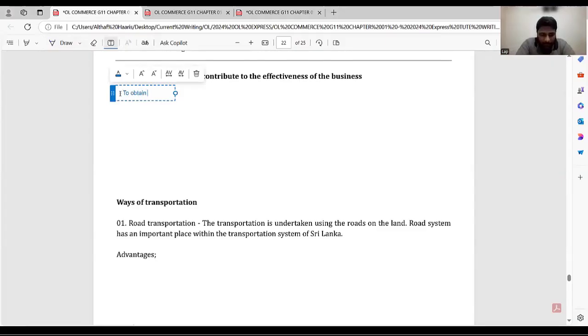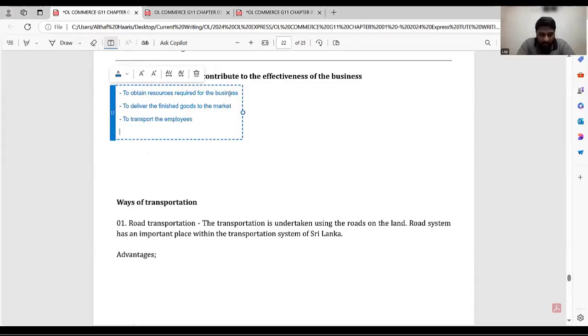To obtain resources required for the business, to deliver the finished goods to the market, to transport the employees, to deliver the goods to suppliers, to bring the customers to business premises.